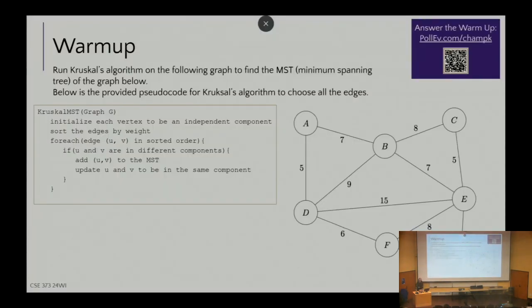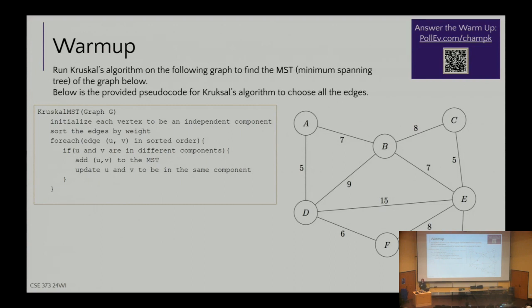So let's take a look at this. So we're running Kruskal's. And remember that the way that we do Kruskal's, I put the pseudocode on here for you because you're going to have to write it in P4. But the way that we do Kruskal's is we take all of the different edges, we sort them by weight, we start with the smallest weighted edge, and we ask ourselves, does including this edge in the MST connect two previously disconnected vertices?